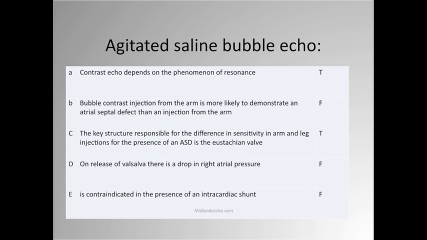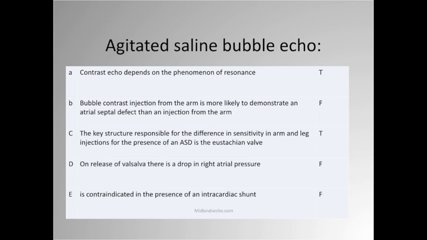On release of Valsalva, there's a drop in right atrial pressure. That's false. On release of Valsalva, there's a rise in right atrial pressure, which is why when you release, you see the bubbles going across the interatrial septum, because you release the high pressure in the thorax, and all the blood that's been queuing up waiting to get into the thorax suddenly rushes in.